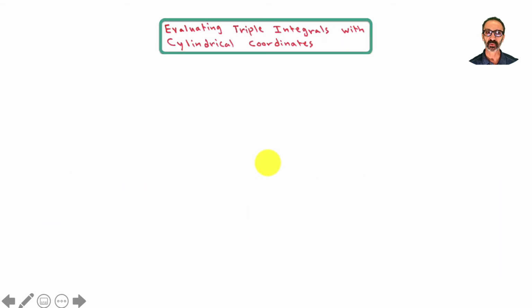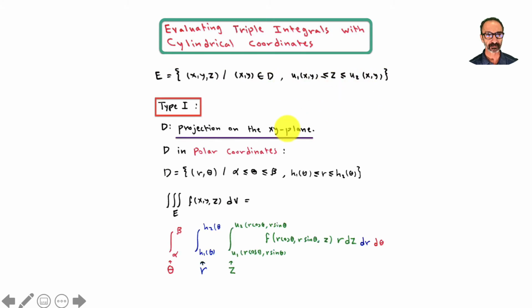Evaluating triple integrals with cylindrical coordinates. x, y, z in rectangular, and we have z between z1 and z2, functions of x, y. Now, type 1: projection on the xy plane, because they say (x, y) belongs to D, which is the projection. So we are projecting down on the xy plane, and that's why they call it type 1.